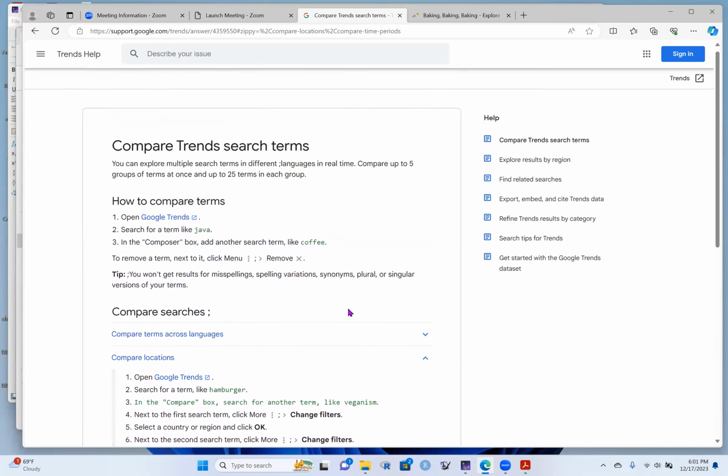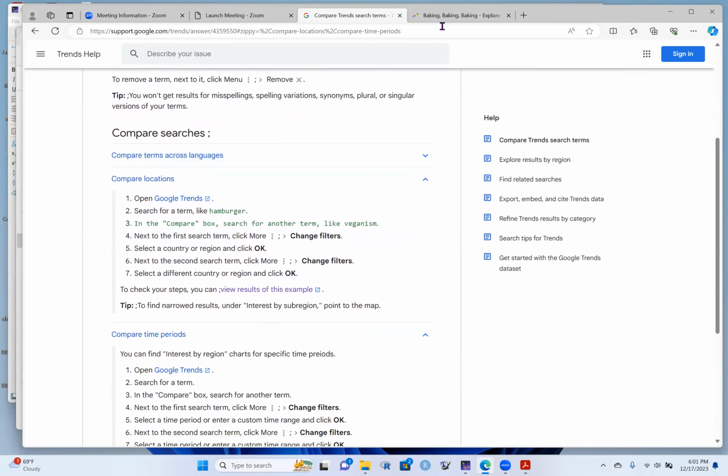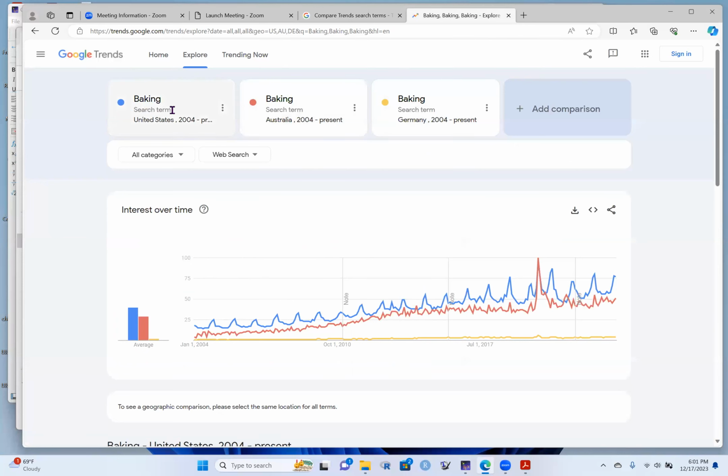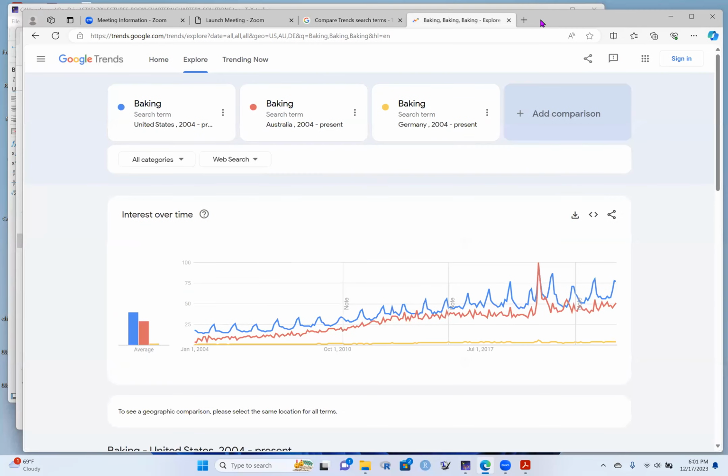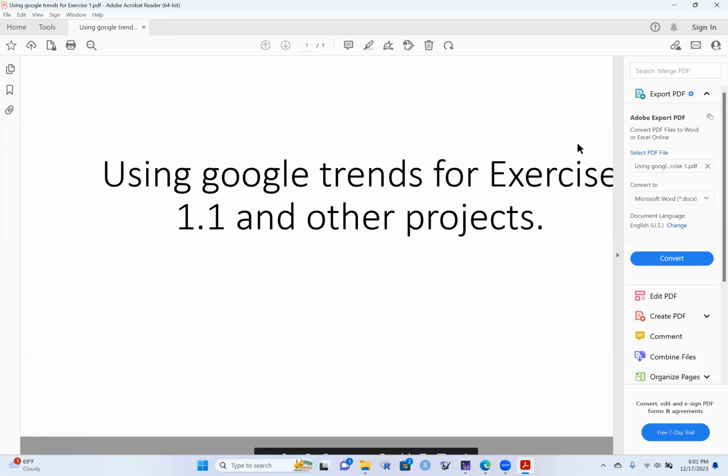So you can remember that in order to be able to use the filters, you will have to type something in at least two boxes. Okay, that's something that's good to remember. So we have talked about using Google Trends for exercise 1.1.